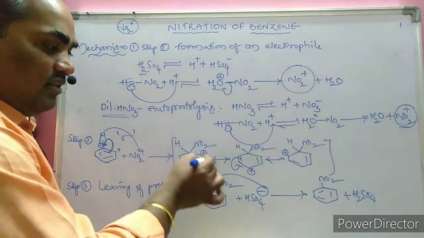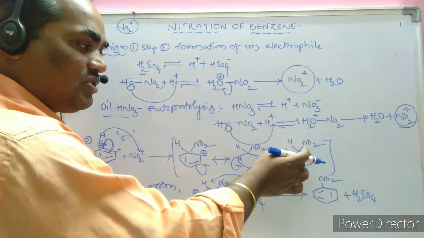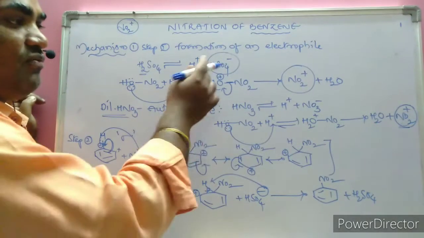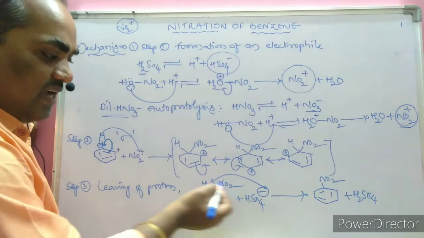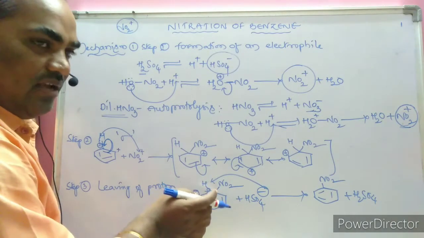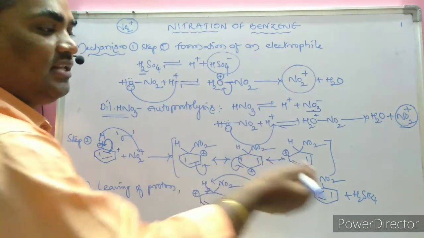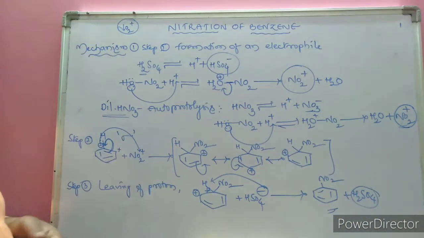Hence, resonance stabilization will take place, and by taking the last structure, the base presented here, HSO4 minus ion, or here an NO3 minus ion, accepts the proton, and it gets converted into an aromatic compound, which is highly stable because it satisfies Huckel's rule. Hence H2SO4 comes out at the end, in the last step.